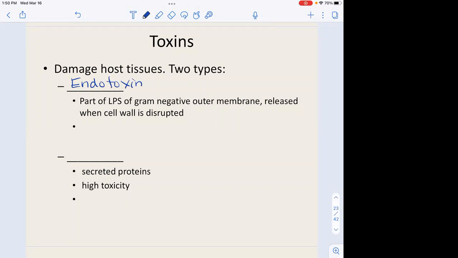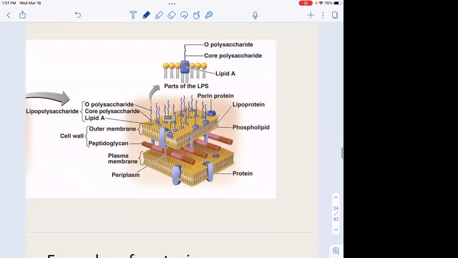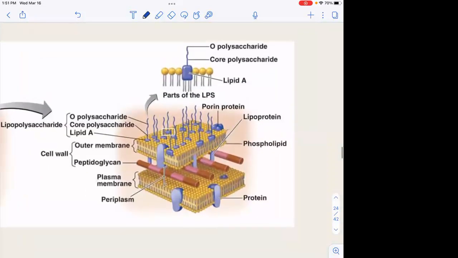Remember, endotoxin is actually part of the gram-negative outer membrane. It's the same thing as lipid A. Let me cut to a picture here just to remind you. I posted this a long time ago, so not right here again.